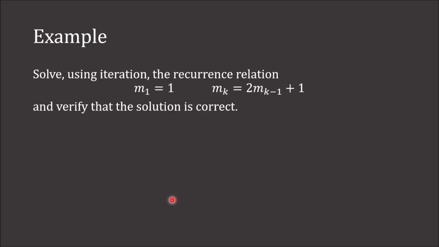So we're going to solve using iteration the recurrence relation m sub 1 equals 1, m sub k is equal to 2 times m sub k minus 1 plus 1. And then we will verify that this solution is correct.